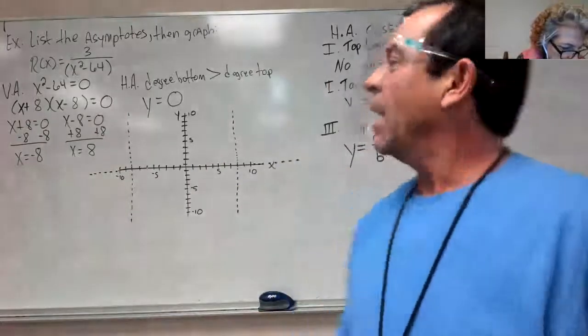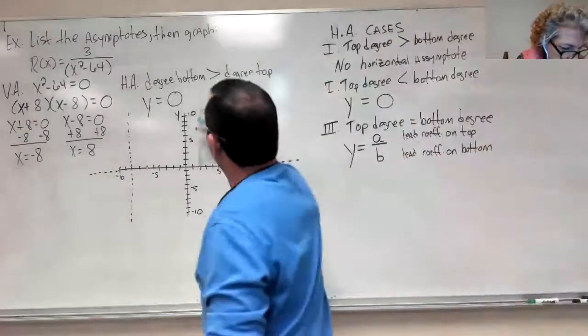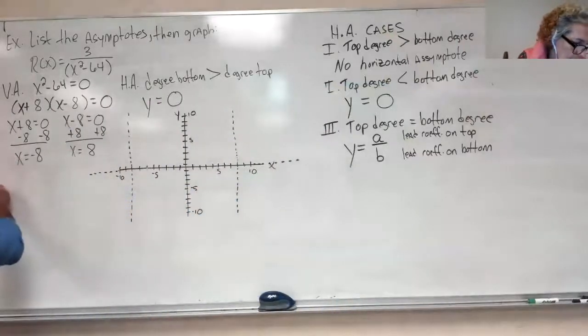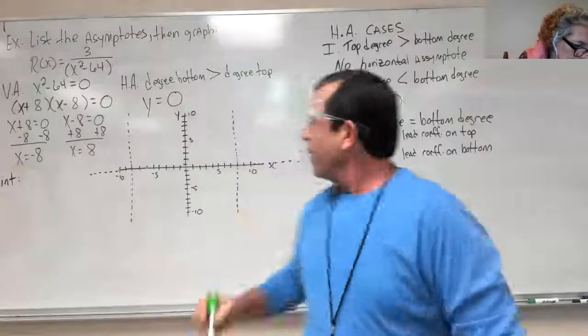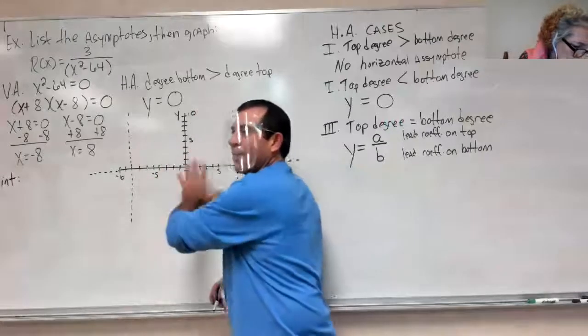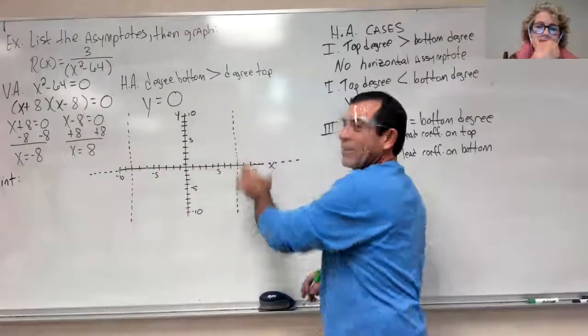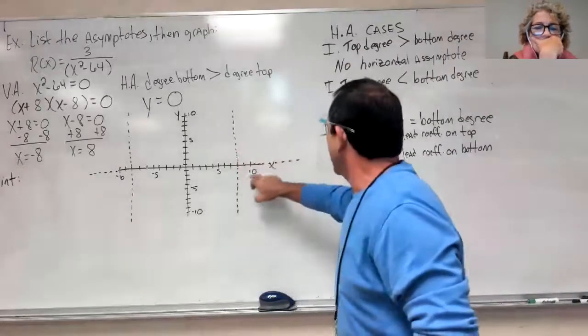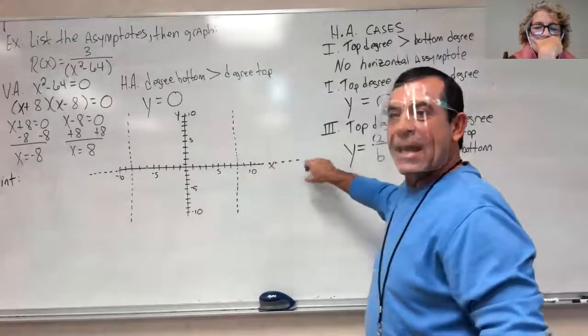So I'm going to find my y-intercept. Because I need to see where it's crossing here to know what's going to happen to my graph, okay? Because I'll explain these asymptotes as we get there. I will say that the horizontals, eventually my graph is going to try to get to that line, okay?